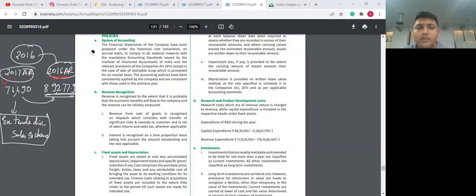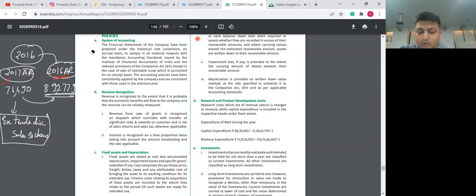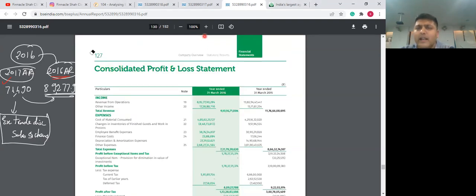Let's take a look. So let me just open the income statement, which by the way happens to be for 2016, on page number 130. When you take a look at the income statement, you will notice that it has revenue from operations, other income, and there is no such line item which mentions trade discounts or sales discounts. Does that mean it's missing? No, it could very well be clubbed into these line items, right?